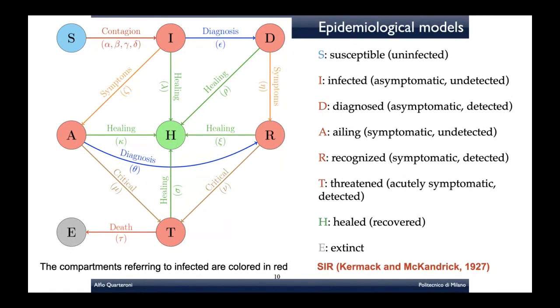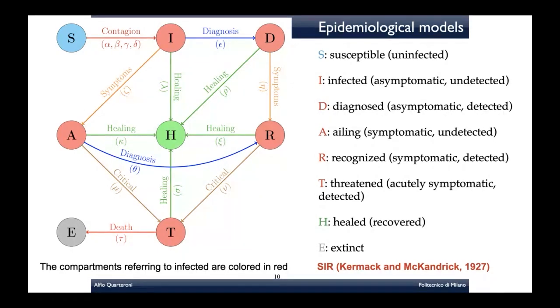But which is the relation between all these compartments? How does a susceptible person who is still healthy enter into the infective area? Or how does an infected person end up to be completely recovered or to die? Well, you need equations. You need relations, which are expressed through equations. And actually, these are differential equations. We'll see them in a moment.